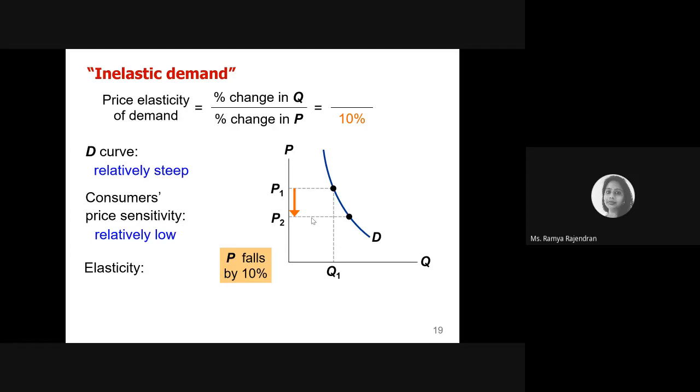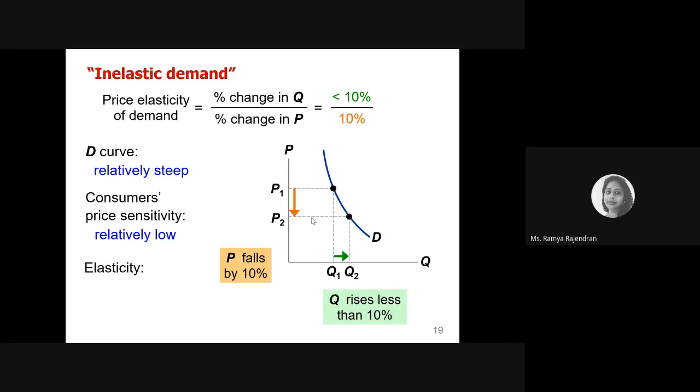Okay, so here the price is dropping by 10%. The quantity is changing. Earlier, there was no change in the quantity. Q1 was equal to Q2, but here it's not the case. Let's see what happens to the quantity. It is increasing, but by less than 10%.